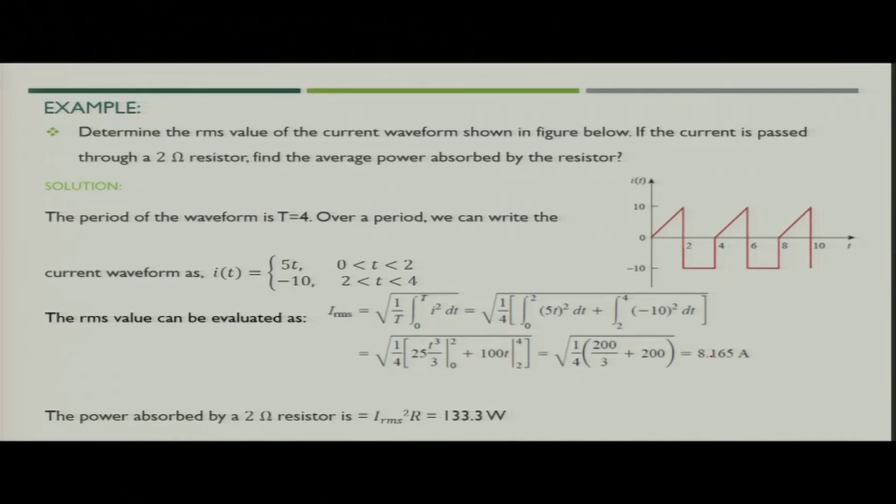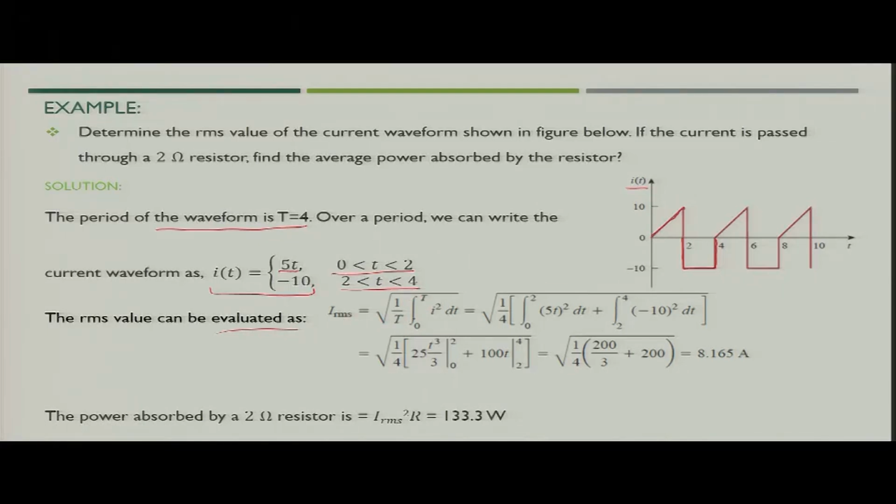Let us take another example. Suppose the signal is like this, which is shown in the figure. Between 0 to 2 it is a triangular wave, and between 2 to 4 it is a square wave. So, the period of the waveform is 4, and because we are talking about the current i(t), it can be defined as 5t between 0 to 2 and minus 10 between 2 to 4.